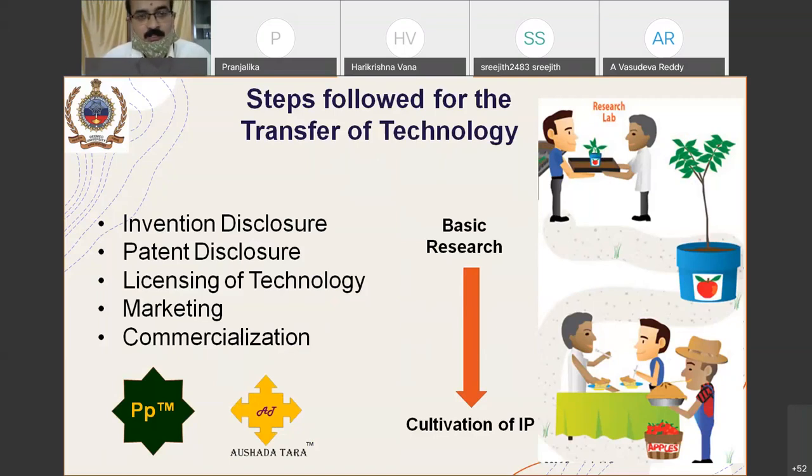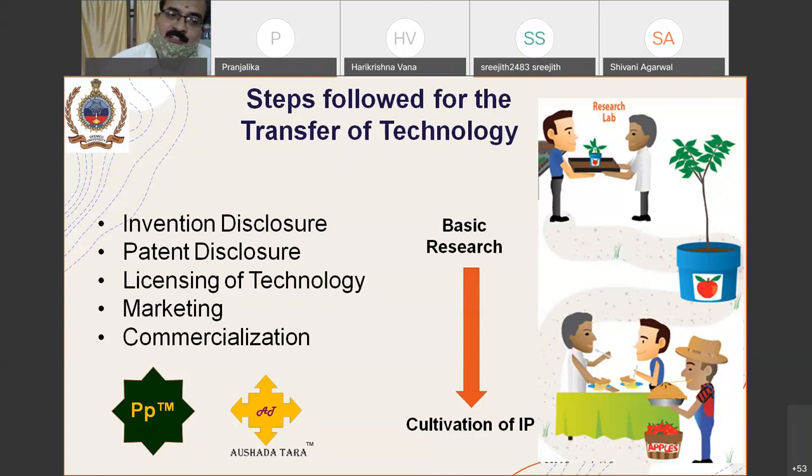The steps we followed: first, invention disclosure. When I want to transfer this technology to the company which is going to make the 3-layer mask and the Aushadhara fabric material, we were able to disclose. I was very honest in my disclosure. Sometimes it doesn't happen. If the teacher is greedy, I'm not going to say beyond this. But the teacher was honest. In invention disclosure, you'll have to give everything you had done to them honestly.